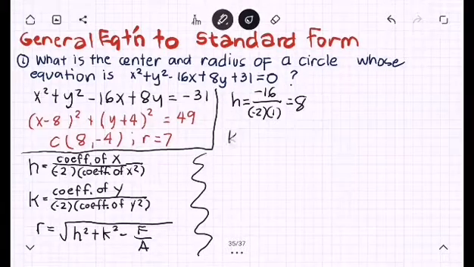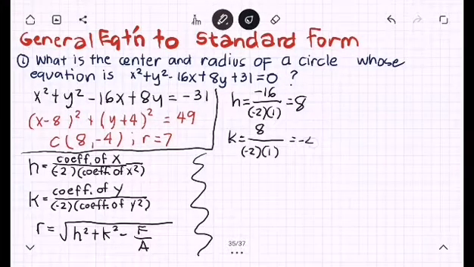Then, para sa k, kung saan ito yung ating k or y coordinate. So, ganun din, this time, ang basis naman natin, coefficient of y. Ito yon. So, coefficient ng y is 8 over negative 2 times coefficient ng y square, is positive 1. So, 8 divided by negative 2, we have negative 4. So, ang value ng k or y coordinate this time is negative 4. So, ibig sabihin, ang center natin is 8, negative 4.